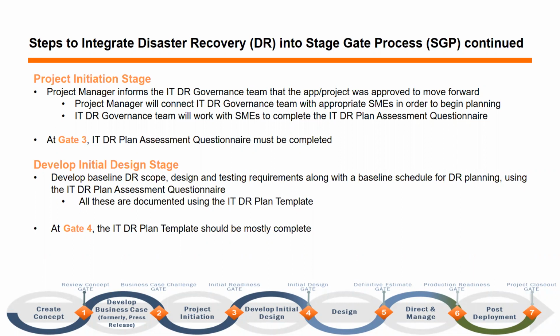and/or type of system. In the develop initial design stage, SMEs work with the ITDR governance team to develop baseline DR scope, design, and testing requirements, along with a baseline schedule for DR planning. The ITDR plan template will be used to document these baselines. Upon reaching gate 4, the ITDR plan template should be mostly complete, capturing all relevant aspects of disaster recovery for that application or process.